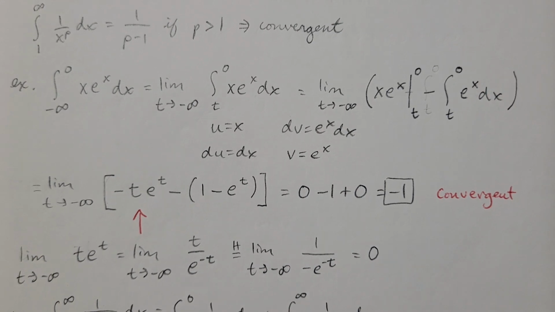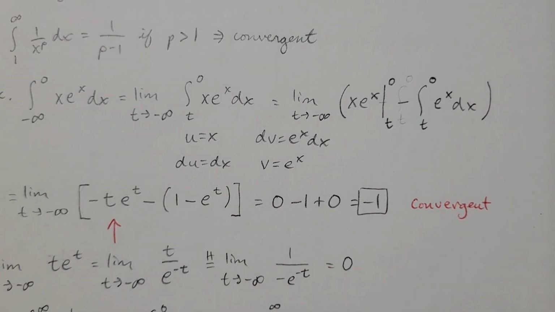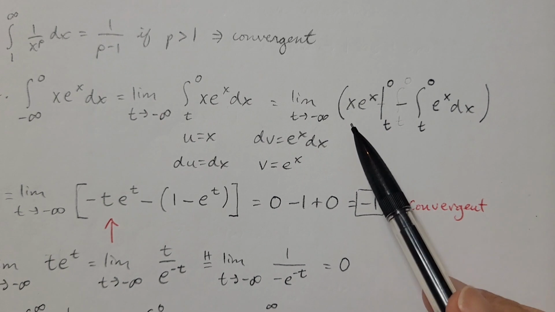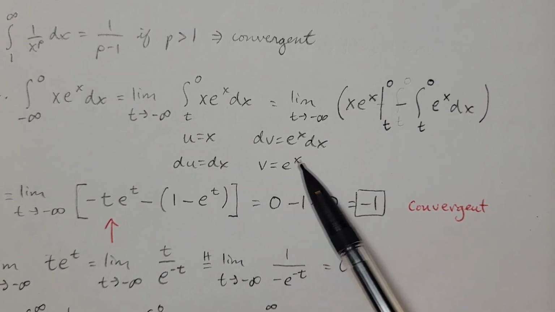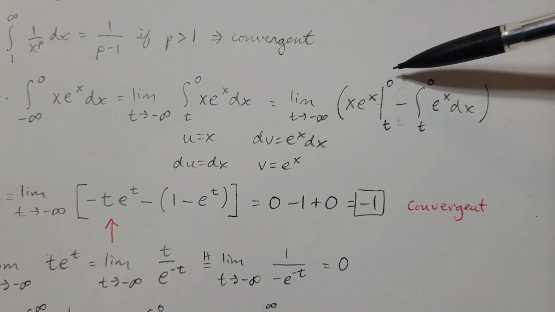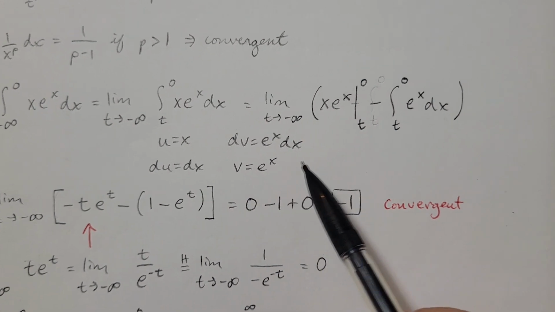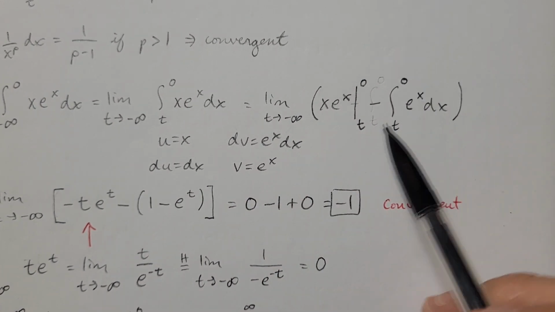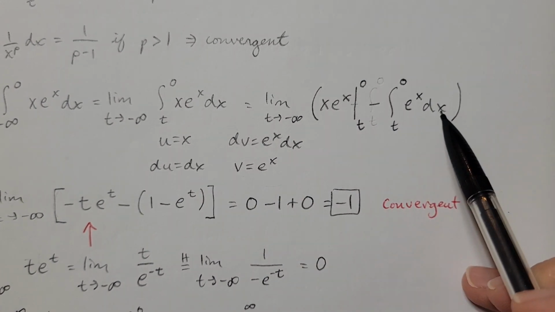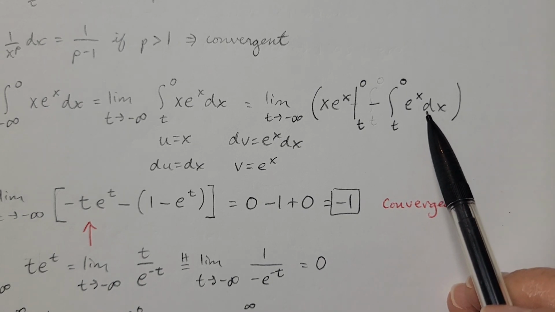Let's see. The limit as t approaches negative infinity, and by the way, continue writing your limit notation. The limit notation must look good, okay? For u times v is x e to the x, and the definite integral, so I'm going from t to 0, minus the integral for v du, so minus the integral going from t to 0 of e to the x dx. Okay, the antiderivative of e to the x is itself e to the x.